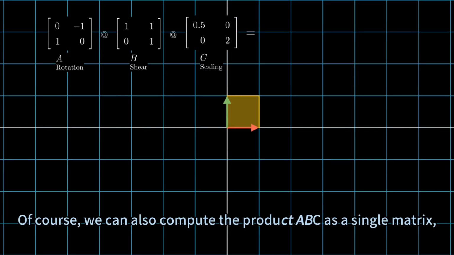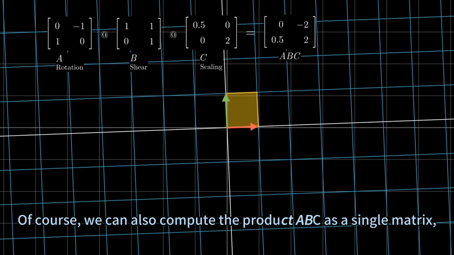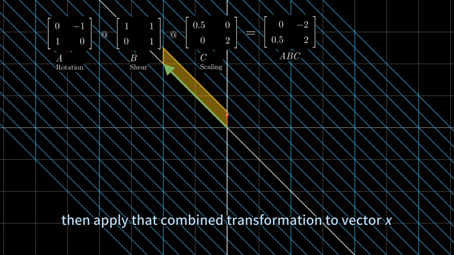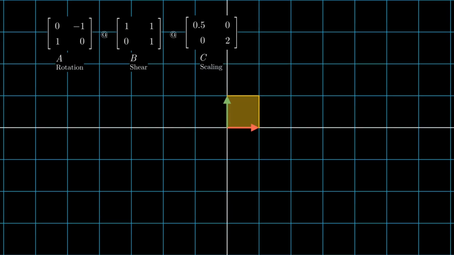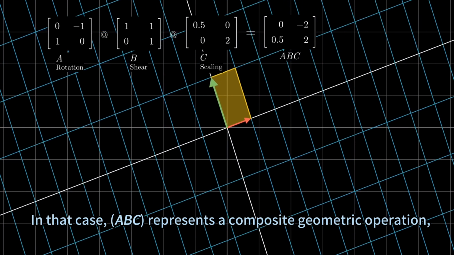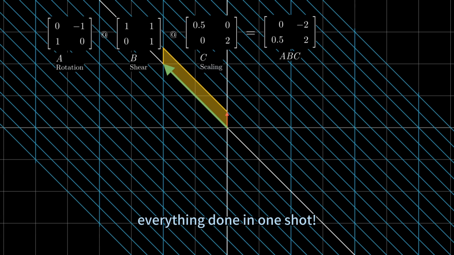Of course, we can also compute the product A times B times C as a single matrix, then apply that combined transformation to vector x. In that case, matrix multiplication A times B times C represents a composite geometric operation, everything done in one shot.